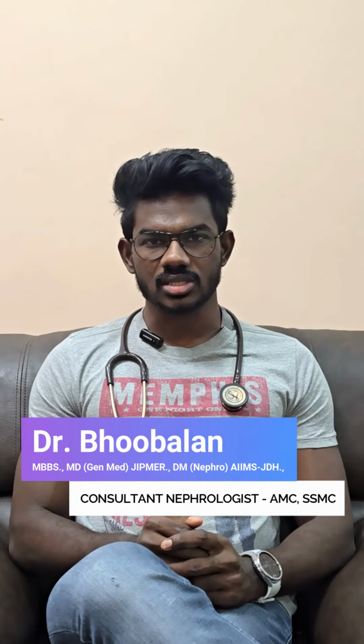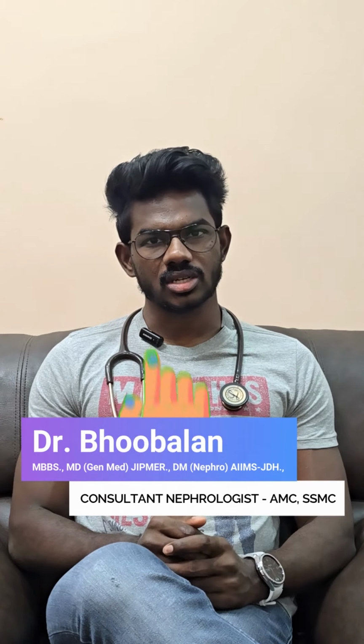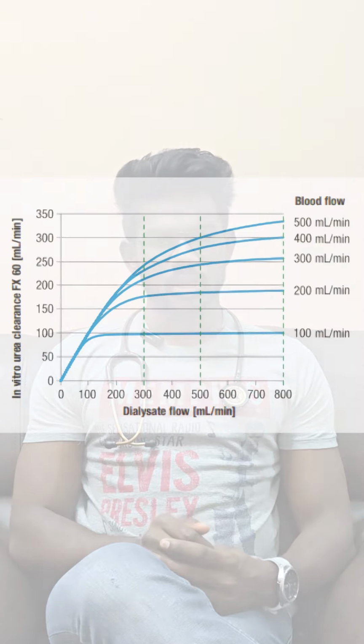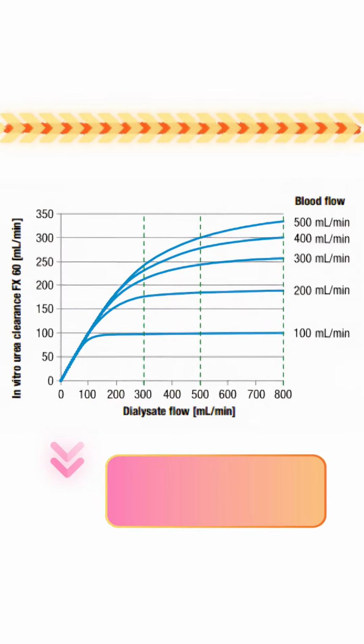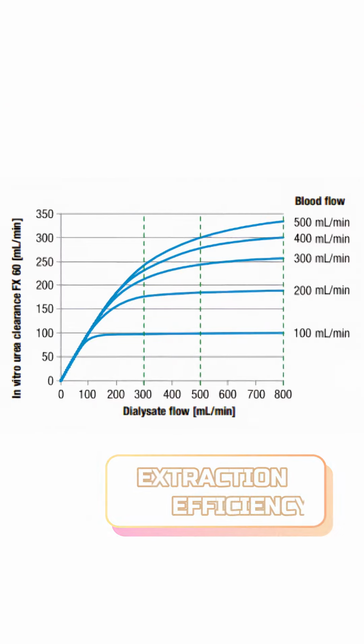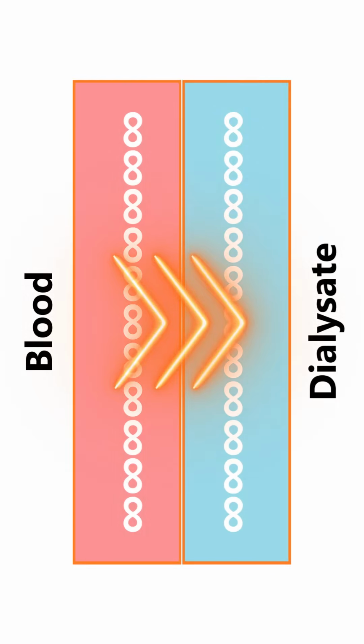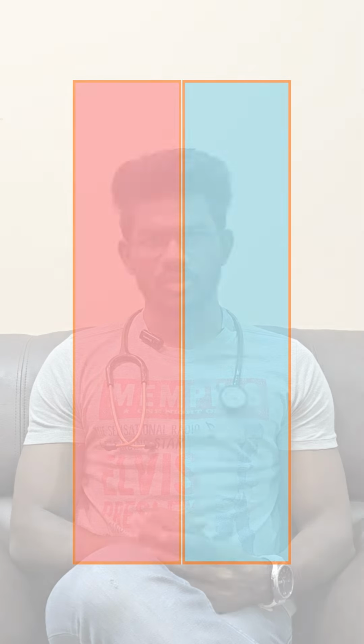So let's break it down here. Yes, higher blood flow does increase clearance rate, but it does not increase in a 1-to-1 ratio. And beyond a point, clearance plateaus because removal efficiency falls at high flows. To understand this, we need one key concept, KOA. KOA is the mass transfer coefficient of a dialyzer. Basically, the theoretical maximum clearance that a dialyzer can achieve if blood and dialysate flow were infinite.